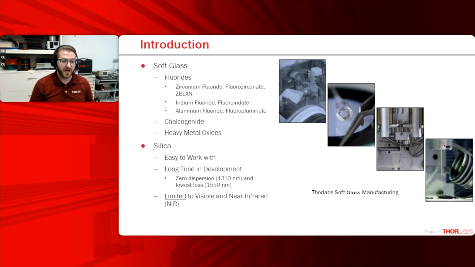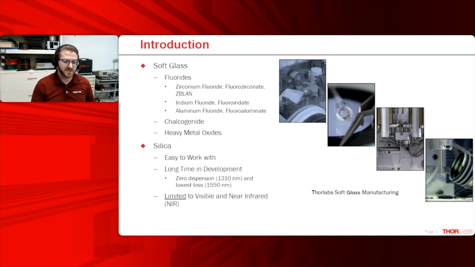So first of all, an introduction. Soft glass is an umbrella term that covers fluorides, chalcogenides, heavy metal oxides, really anything that isn't silica. You can't talk about fiber without starting with silica. It's been kind of the backbone of the fiber industry for decades. Most of the examples that I have today are going to be based around ZBLAN or fluoroindate, just because that's what the Thorlabs manufacturing team is working with.